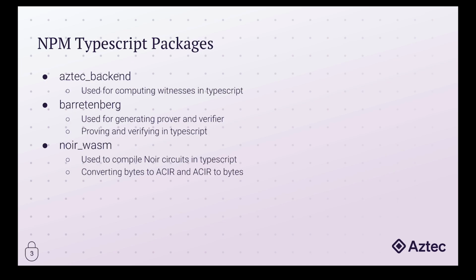The Barretenberg package is used for generating provers and verifiers in TypeScript, and also verifying proofs and generating proofs in TypeScript. It also provides access to a large array of other helpful tools, like in the context of BattleZips Noir, the Pedersen hash implementation in TypeScript is very useful. But there's a whole lot more to explore in it, so highly recommend digging into it if you have free time. And finally, the last package that's used is Noir WebAssembly, and this is used to compile Noir circuits in TypeScript, as well as convert to and from Acir and bytes.